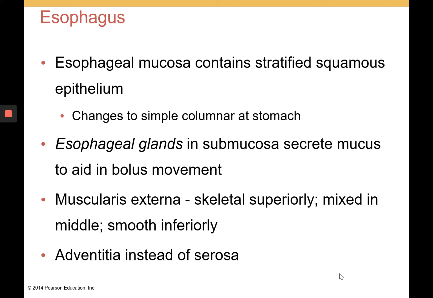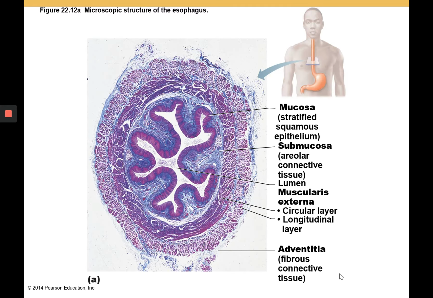And almost all of the esophagus has an adventitia instead of a serosa, but the part of the esophagus that is below the diaphragm does have a serosa instead of an adventitia. But if asked on a test if the esophagus contains a serosa, you want to say no. You just want to go with an adventitia because that's over the predominant part of the esophagus.